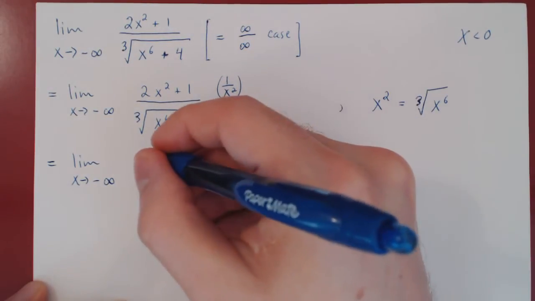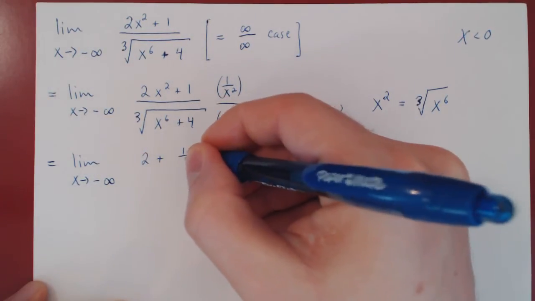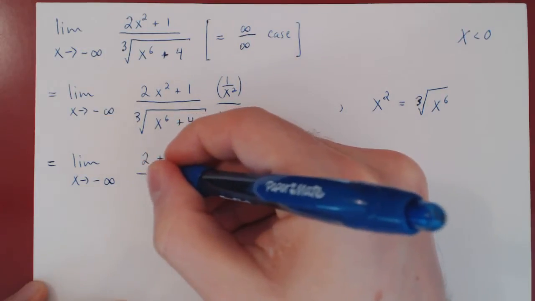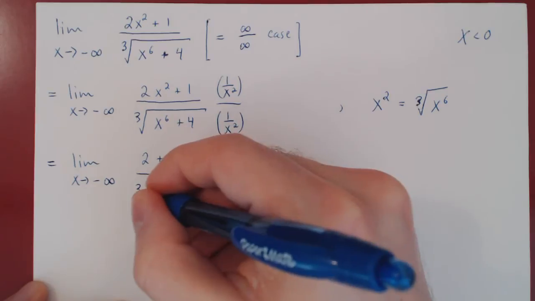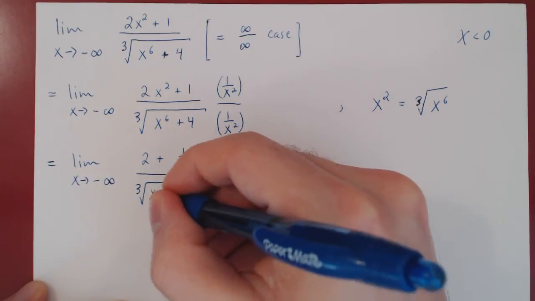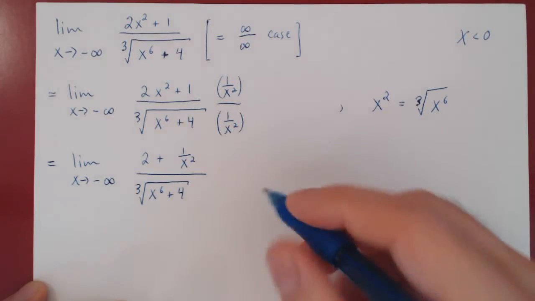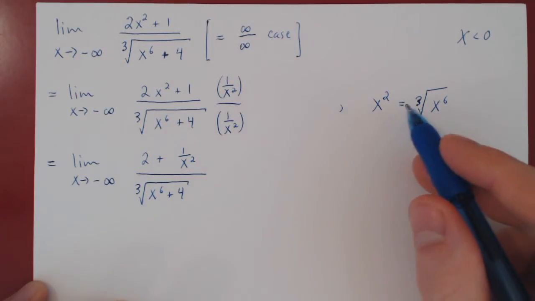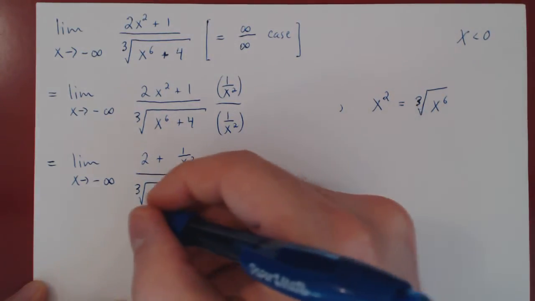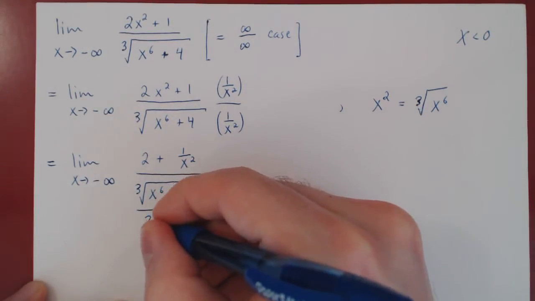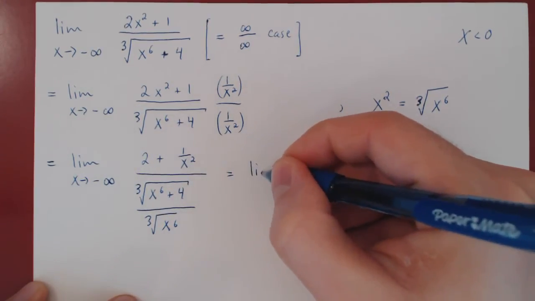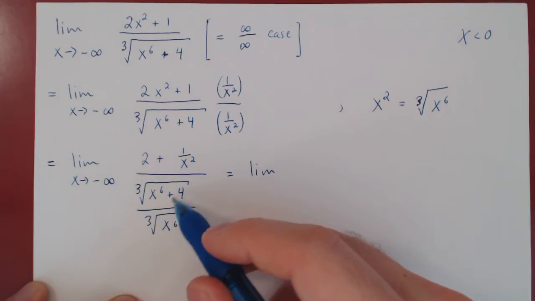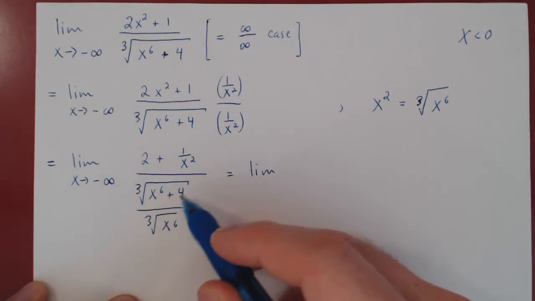Multiply by 1 over x squared, you get 2 plus 1 over x squared over, now I'll make the substitution, the cube root of x to the 6 plus 4, replacing x squared by the cube root of x to the 6, over the cube root of x to the 6. Property of roots, cube root of a over cube root of b is the cube root of a over b.